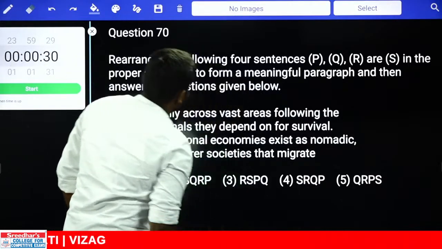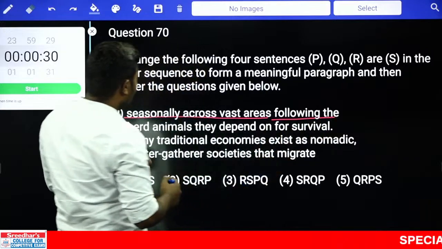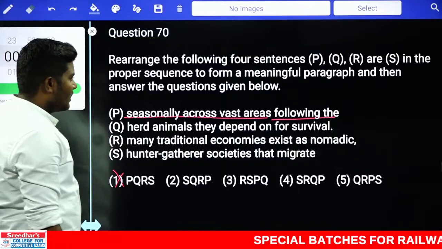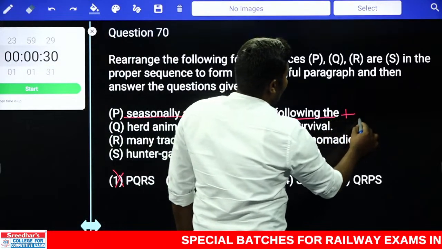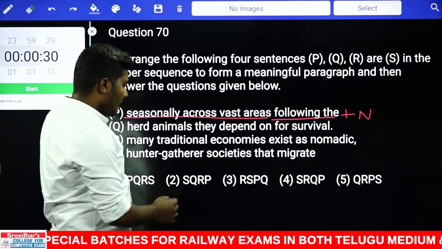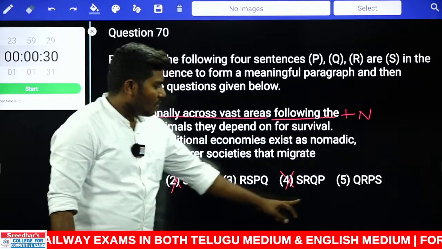Look at this: "Seasonally across vast areas following." It doesn't make any sense at the beginning. P cannot be the beginner. "Following the" should be followed by at least a noun form. There should be at least a noun, so P cannot be at the ending. So we can eliminate the second option and also the fourth option. Now our answer goes with 3 or 5.